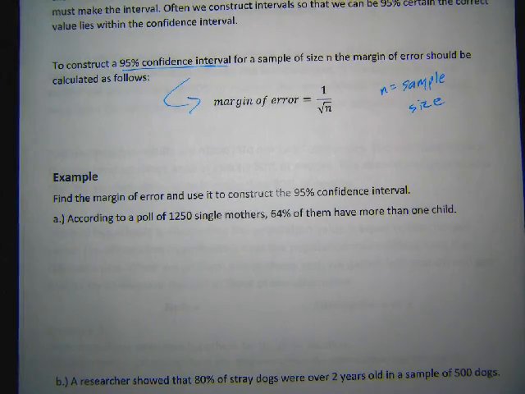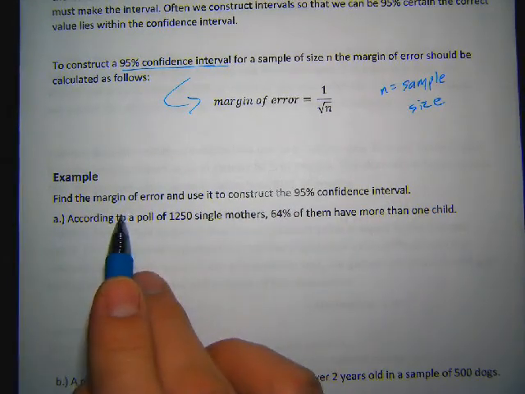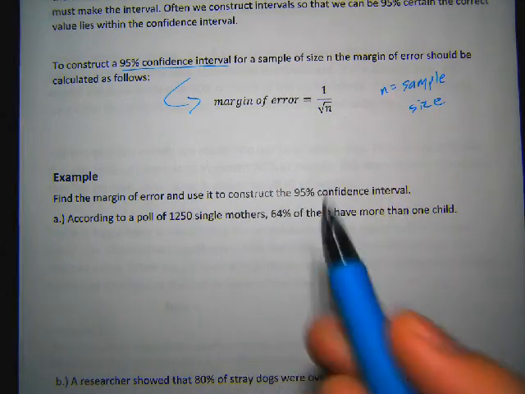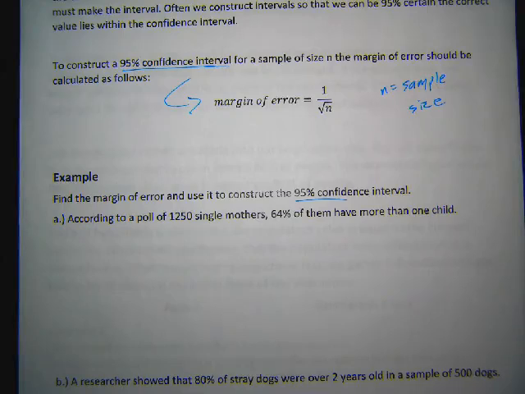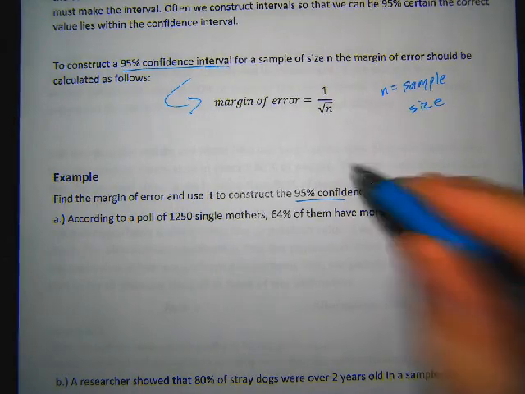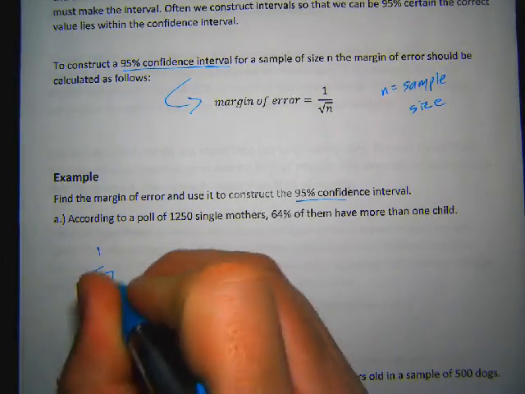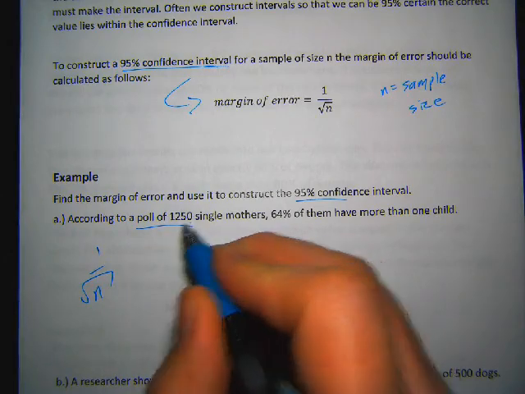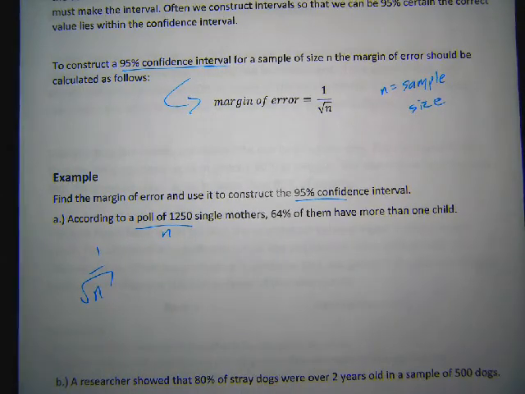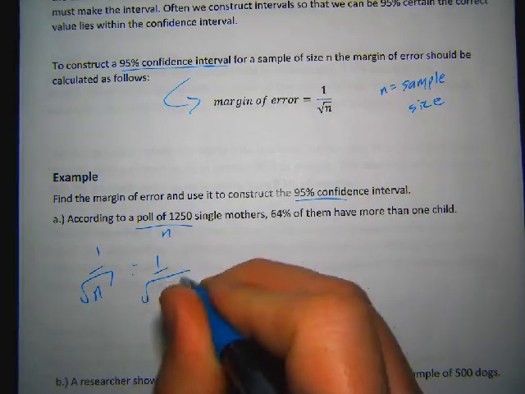So first off, before I can build the confidence interval, I need to find the margin of error. So I'm going to use this margin of error formula. And again, because they said we're doing a 95%, that's why I'm using this margin of error. That's really all this 95% is telling me. So I'm going to do 1 over square root of n, and n is the sample size. In this case, they polled 1,250 women, single mothers. So n is 1,250. So I'm actually doing 1 over square root of 1,250.